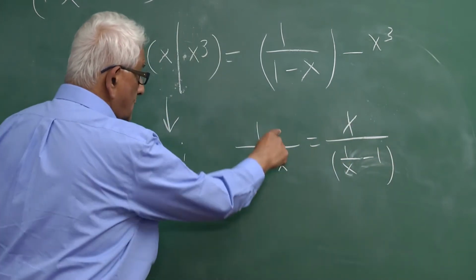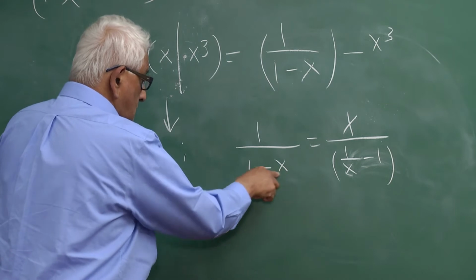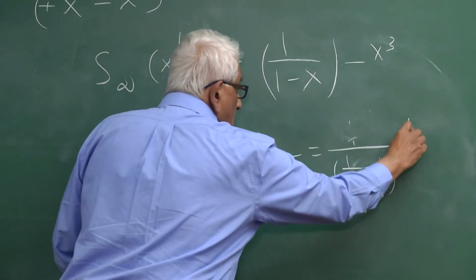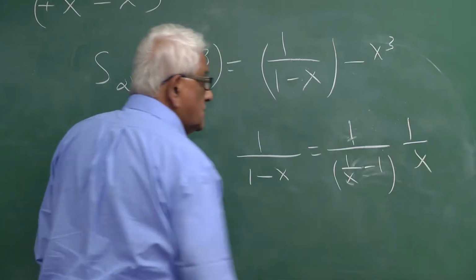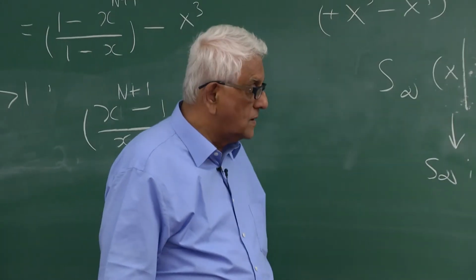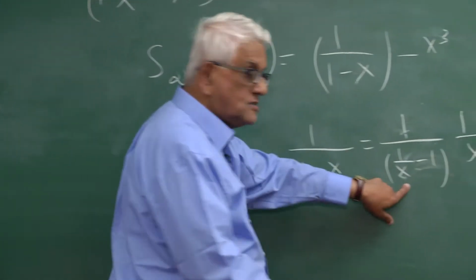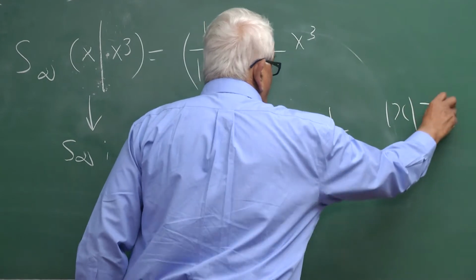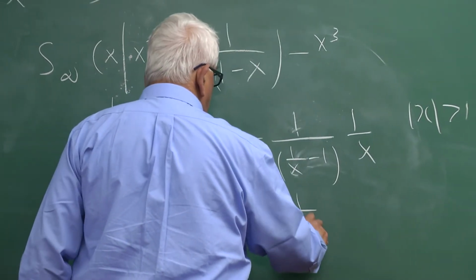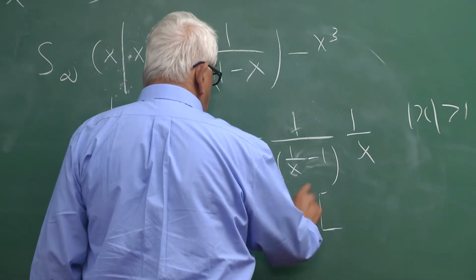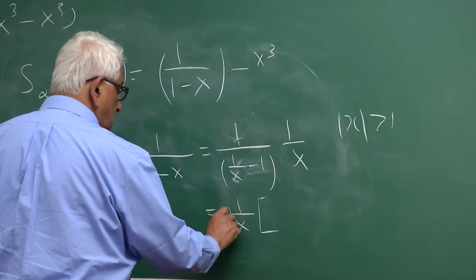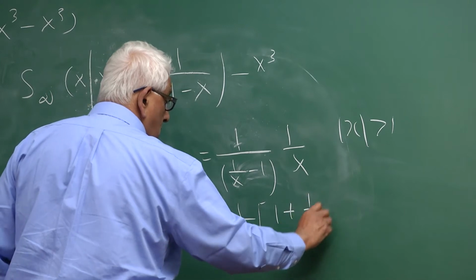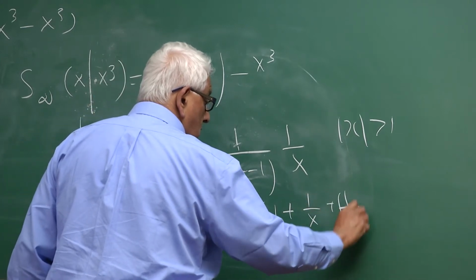Right. So I take the x outside, and I have 1 upon x like this. Okay. So now I can expand this term. If x is bigger than 1, I can expand. I have 1 upon x into, and I can change the sign with a minus sign, is 1 plus 1 upon x plus 1 upon x.